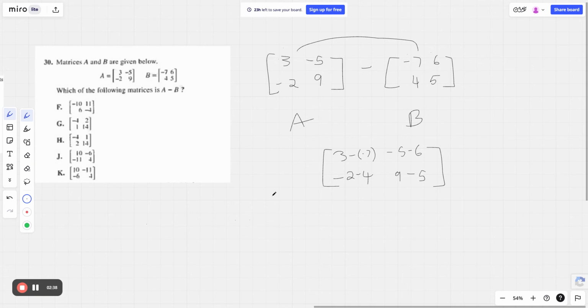So, like this, essentially all we have to do from here is just simplify this down. So 3 plus 7 is 10. Our answer here would be 10, 11, -6, and 4. The same thing would occur for addition. We would just do 3 minus 7, -5 plus 6, -2 plus 4, and 9 plus 5, and we would just get the opposite answer.